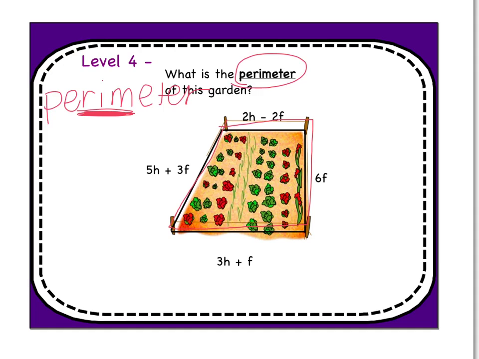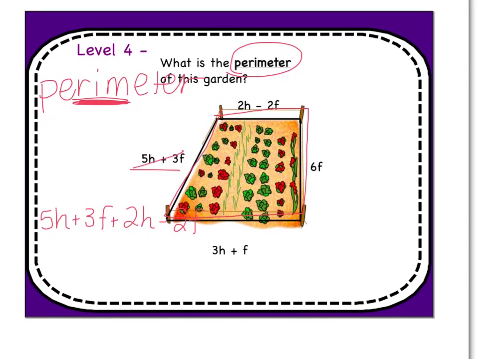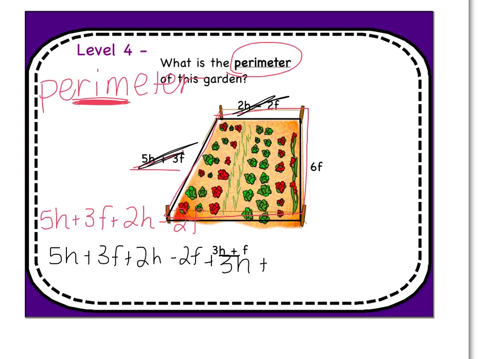So for this particular problem, remember, we have been doing adding like terms, so that's what we're going to continue to do here. I'm going to start here, 5 h's plus 3 f's. Okay, so I wrote that down. And now we have to add 2 h's minus 2 f's. I'm going to rewrite this. So we have 5 h's plus 3 f's plus 2 h's minus 2 f's, and that's just right up here. Plus, right down here, we've got 3 h's plus f. Plus, over here, we have 6 f's.